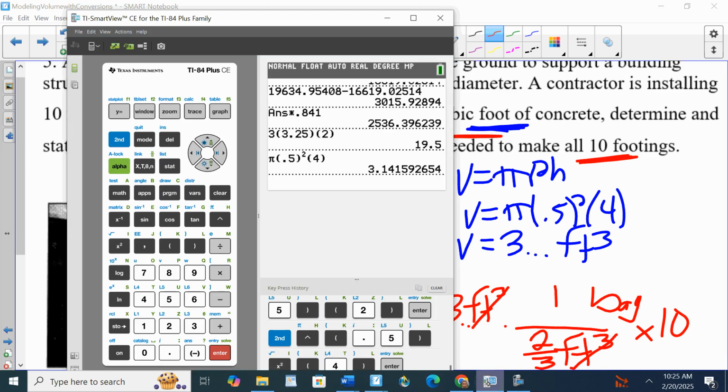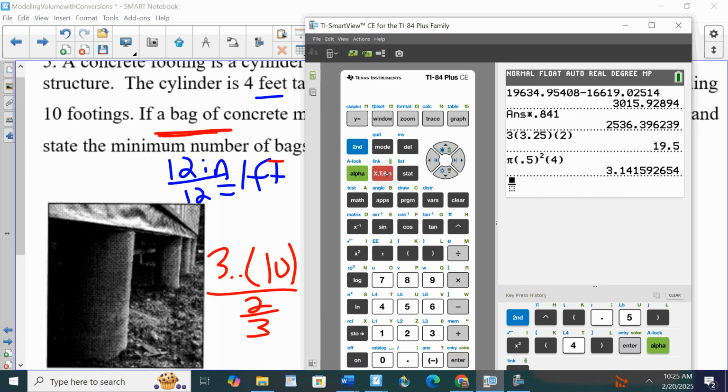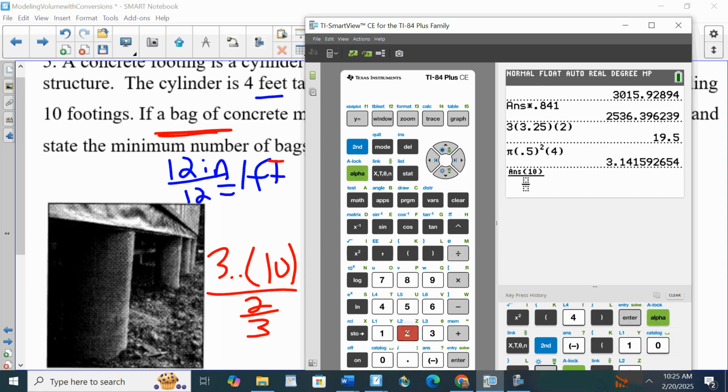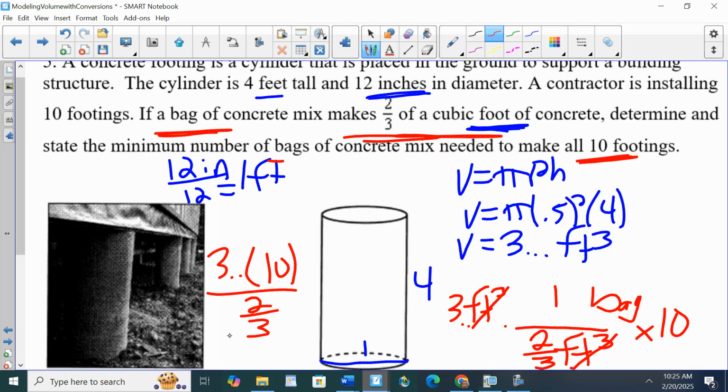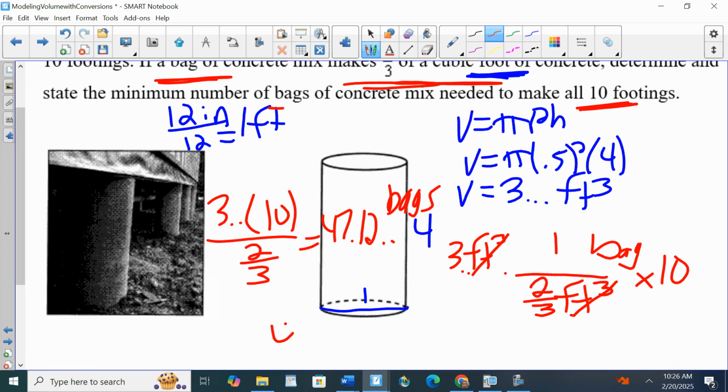So I'm going to go alpha x. I can copy and paste, or I can hit second answer. 10 over 2/3. 47.12 bags. Now with bags, I can't buy a fractional of a bag of something. 47 is not enough, so I would need 48. So with bags, you're always going up to the next integer.